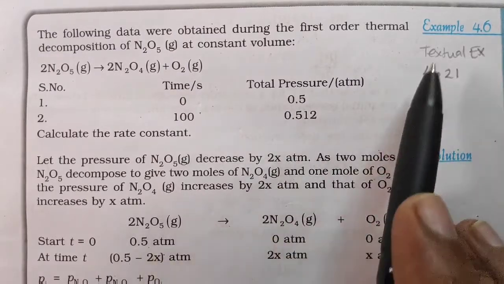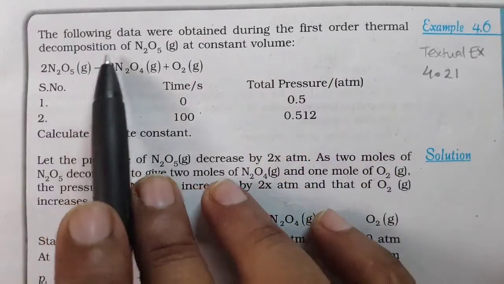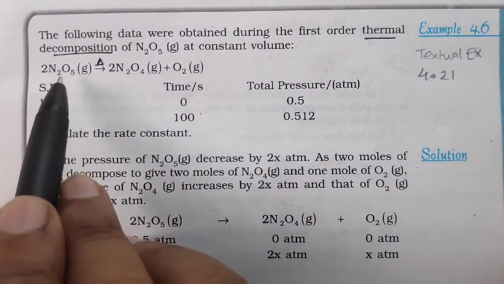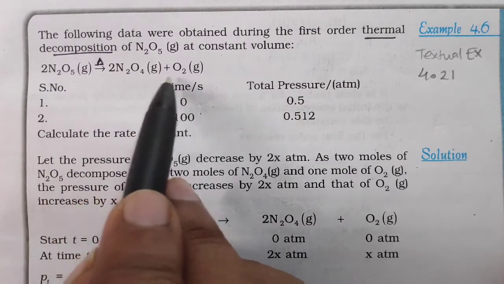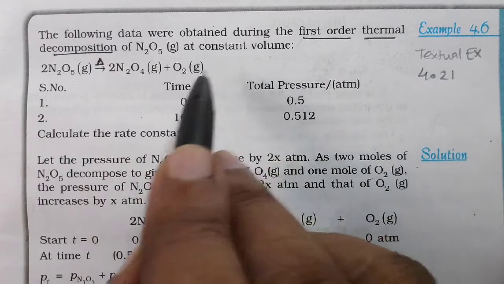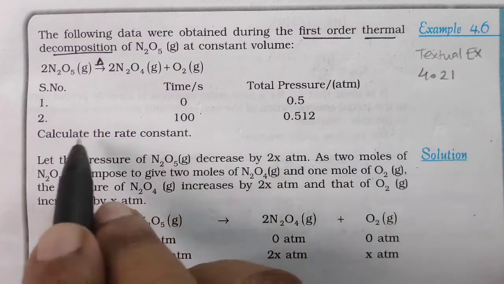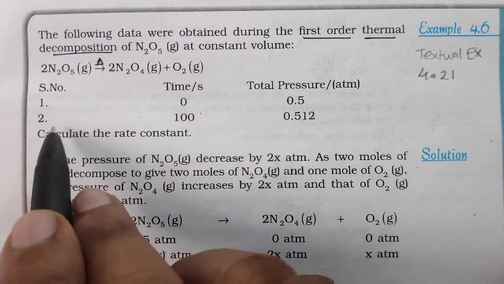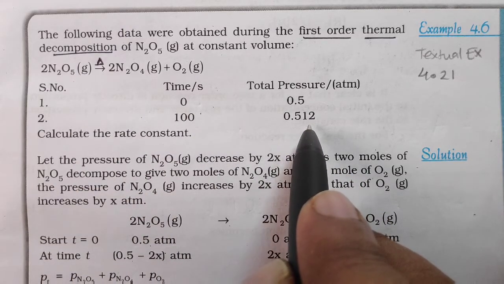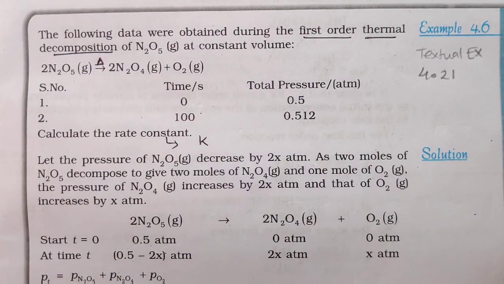Now you can see example 4.6. The following data were obtained during the first order thermal decomposition. Thermal decomposition means by heating, N2O5 will get decomposed into N2O4 plus O2. So a first order reaction is given, and at 0 second the total pressure PT is 0.5, which is the initial pressure, and at 100 seconds the pressure was 0.512. Now calculate the rate constant. Rate constant means K we have to find.